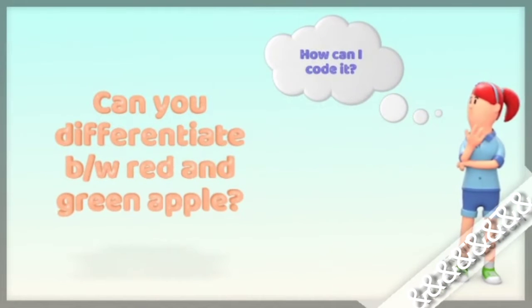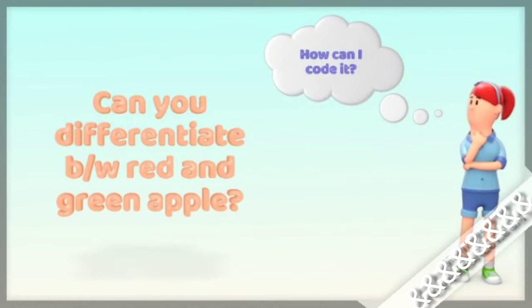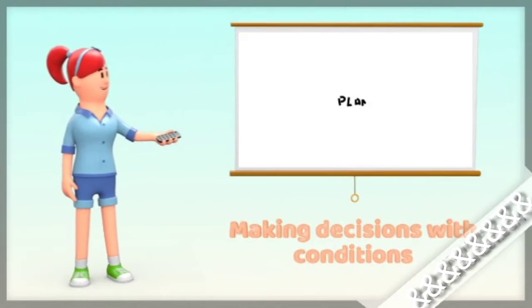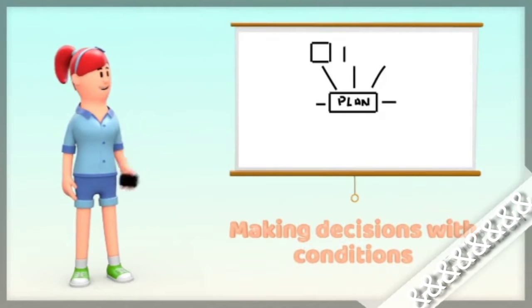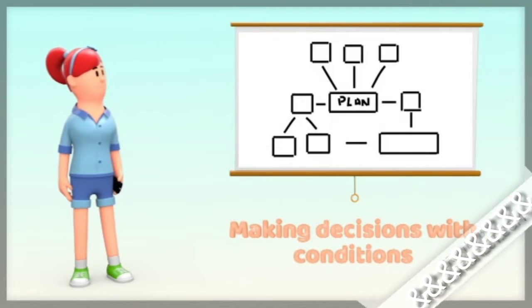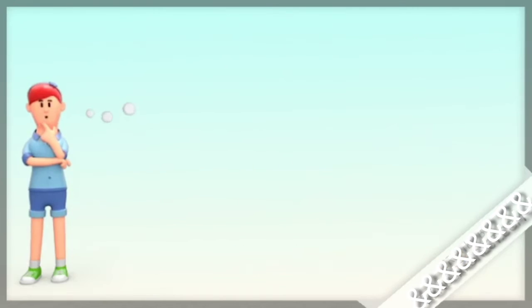Can you write a program to differentiate between red apple or green apple, or black and white pictures, or orange and apple? How will you code it? Well, making decision with conditions, we have a plan. Then we have some conditions telling us yes or no. This is how a decision tree works. We input our pixelated pictures, which processes and then gives an output analyzing our given data set.